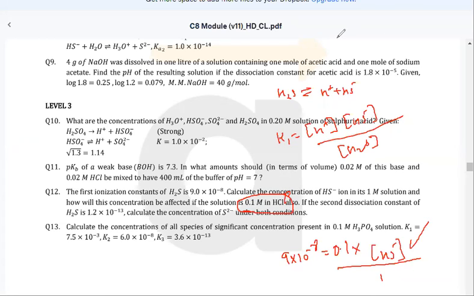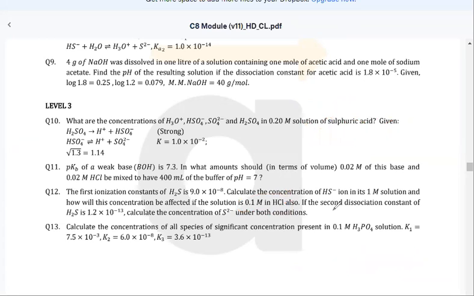Okay. Now second part. The second ionization constant of H2S is given. Now see, the second ionization constant is this, right? So you can just say Ka2 is equal to concentration of H plus into concentration of S2 minus divided by concentration of HS minus. Yes or no?